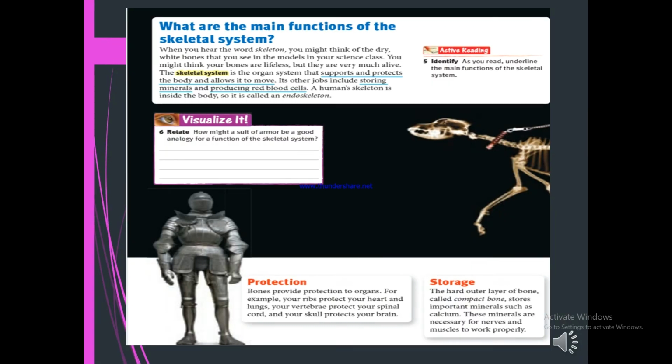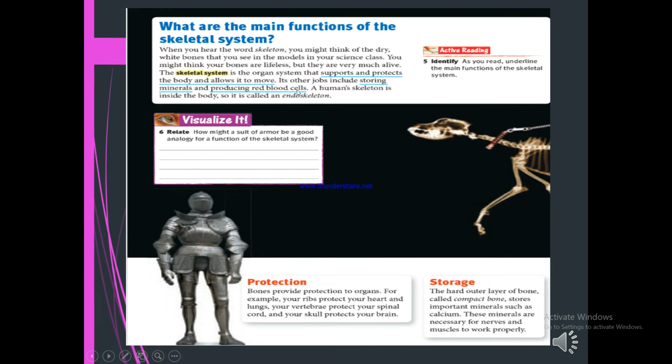When you hear the word skeleton, you might think of dry white bones. You just think that it's just dry and white bones. But you're wrong. It's not only dry white bones. Then you think that they're lifeless. No, they're full of life. They're alive. They have living cells. Okay, as I told you, please highlight in your book that they are supporting and protecting the body and allow it to move. Now, what are the jobs?